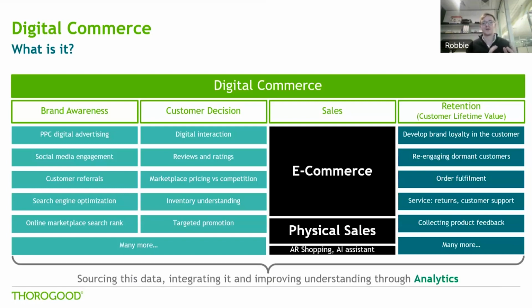The one thing where I think Thorogood can really help out, and the part that we're really interested in, is that brands and organizations will be able to define digital commerce better than we can. But what we can really help with is sourcing this data, integrating it, bringing it all together, harmonizing it, creating a data model, and really creating the tools that are going to improve the business's understanding of digital commerce through analytics. So to give you a bit of an idea of that, I'm going to hand over to Sushma, who's going to talk through some examples of the KPIs that you can examine through Power BI.